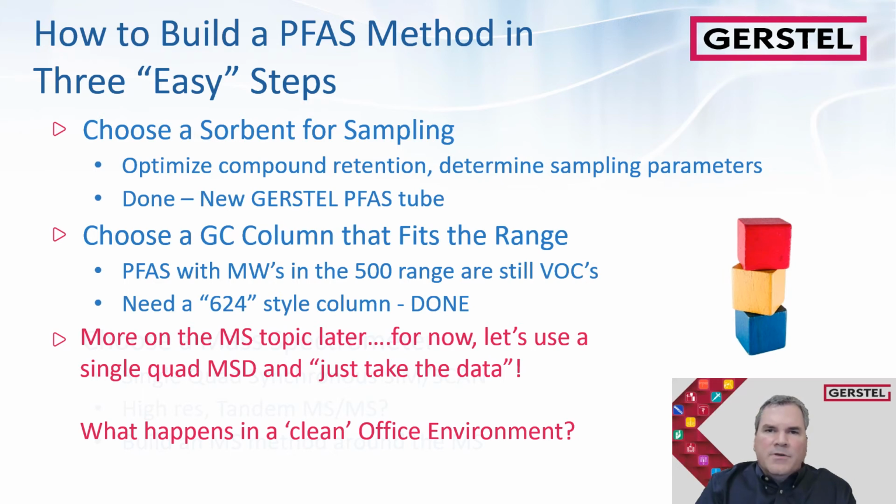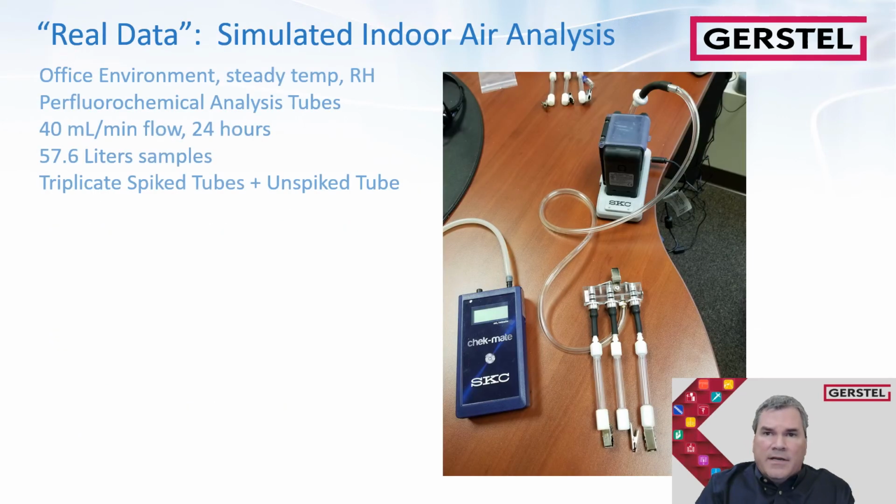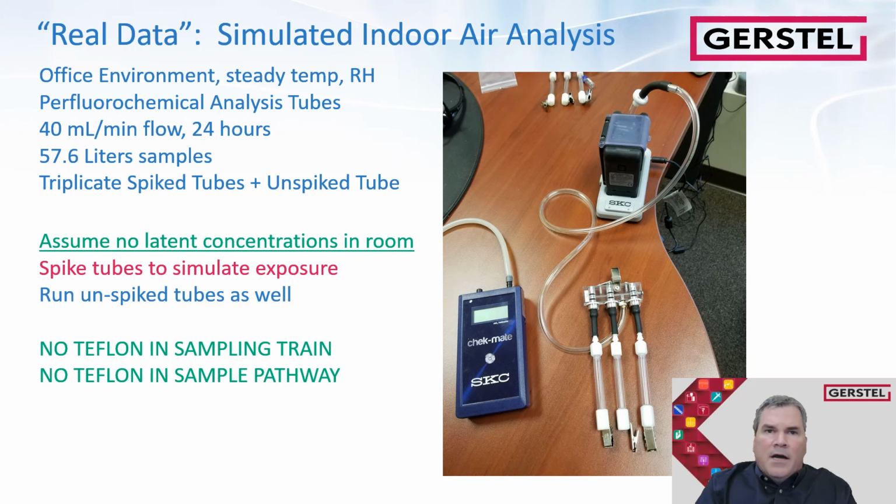What happens if you do this analysis in a relatively quote-unquote clean office environment? So we did that. This is where that slide came from previously. We took some samples in an office environment, steady temperature and relative humidity. We used those PFAS tubes I mentioned. We ran at 40 mils a minute for 24 hours. This ends up being almost 60 liters of air sampled. We did this in triplicate, so we'd have 3 replicates there. We also had an unspiked tube that was not run, that's set aside.